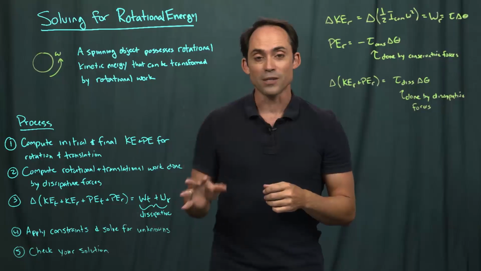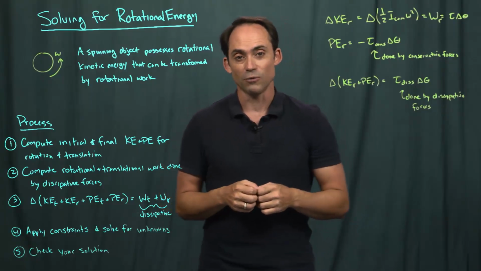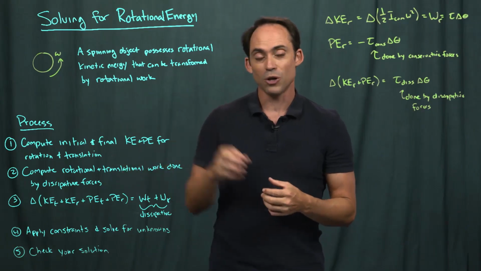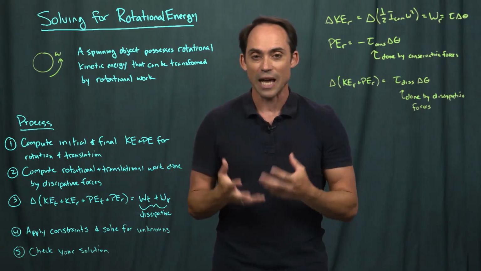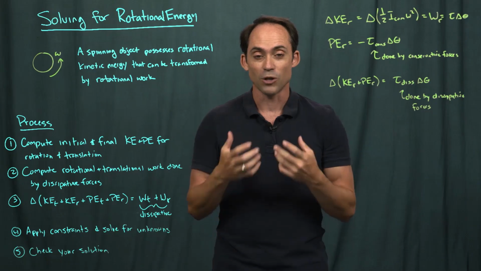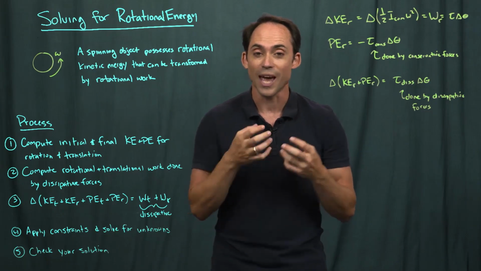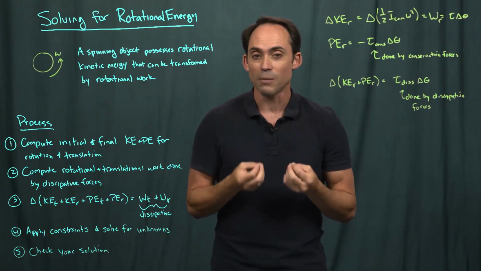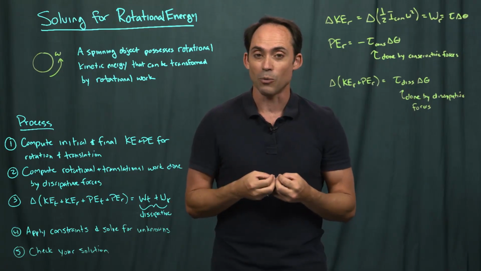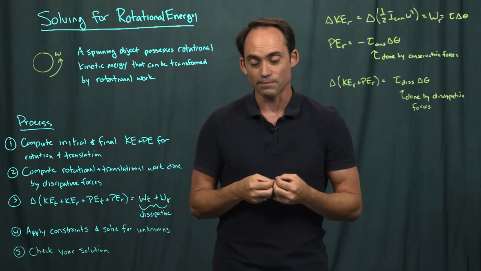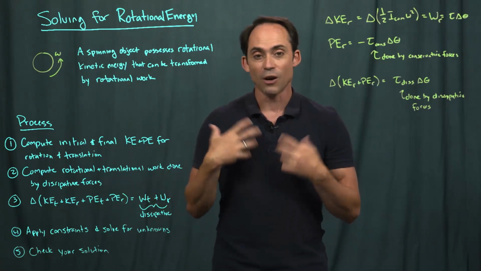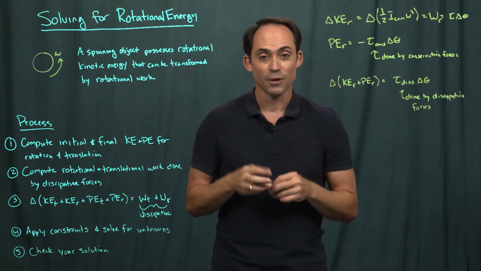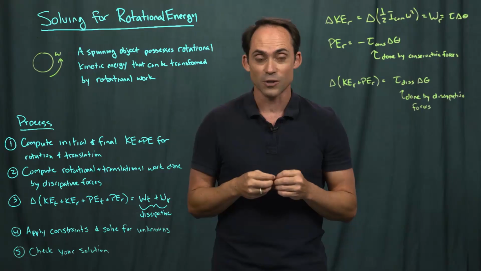So we're going to follow a process that's very similar to the process we followed for solving translational motion problems. And that's, of course, computing our initial and final kinetic and potential energies. But we're going to do this for both translational motion and rotational motion. Keeping in mind that rotational motion will be computed generally about the center of mass, although we'll see an example where we can compute it about a different point. We're going to compute any rotational and translational work done by dissipative forces, because those are the things that can change the total energy of the system.